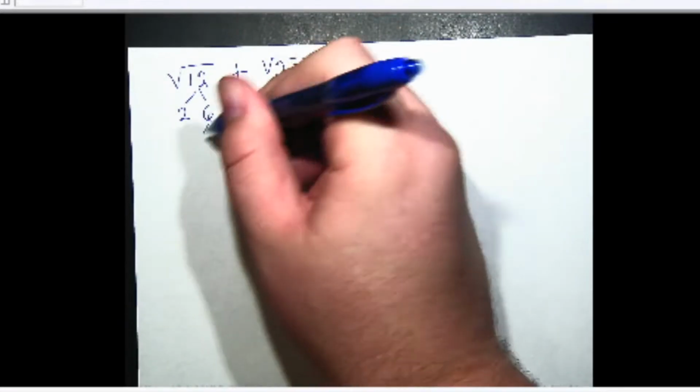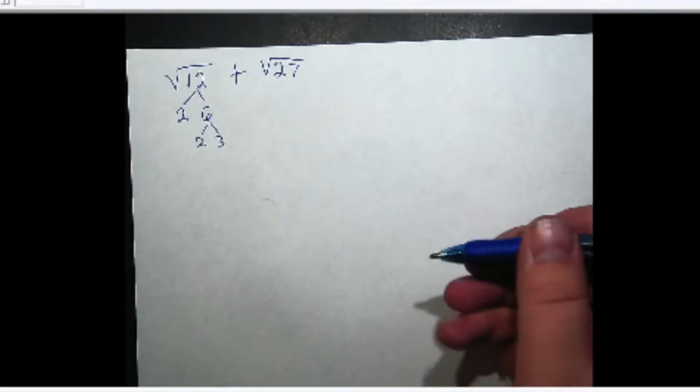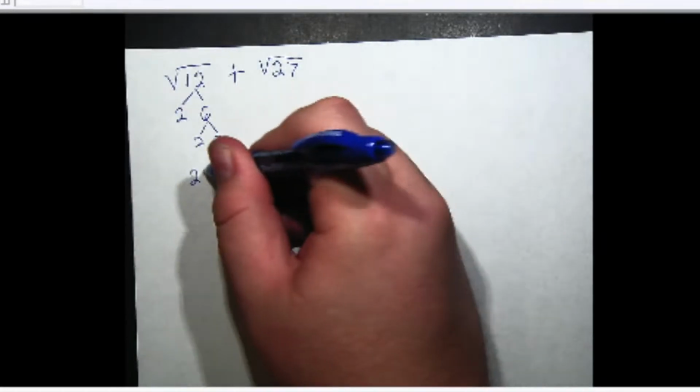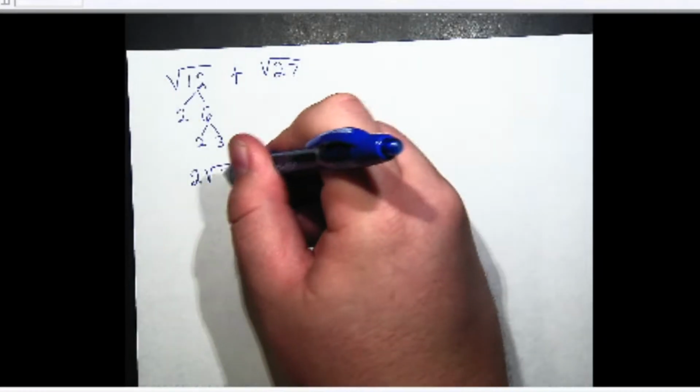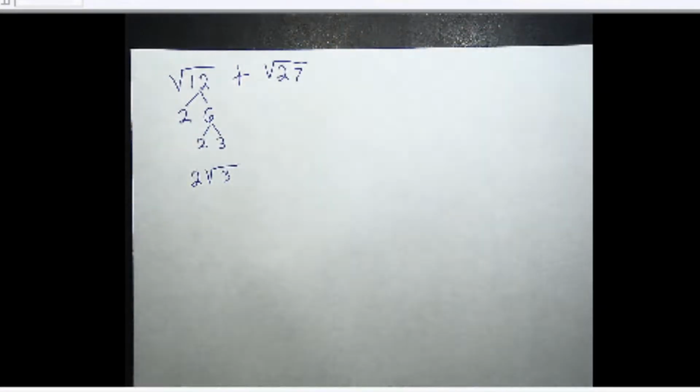So, let's start with square root of 12. What can we break that up as? Okay, 2 and 6. And 6 is? So, we've got a matching pair. What comes out? And what stays in? So we have 2 square roots of 3. Then we drop that plus down. How about 27?